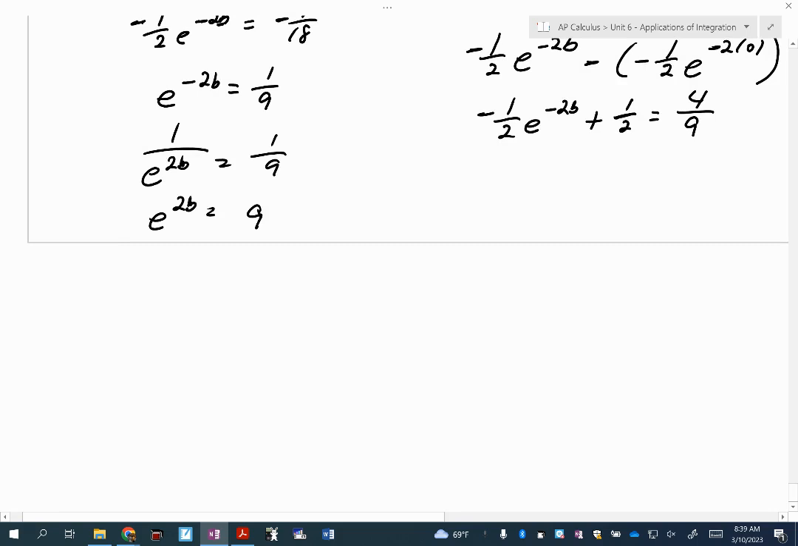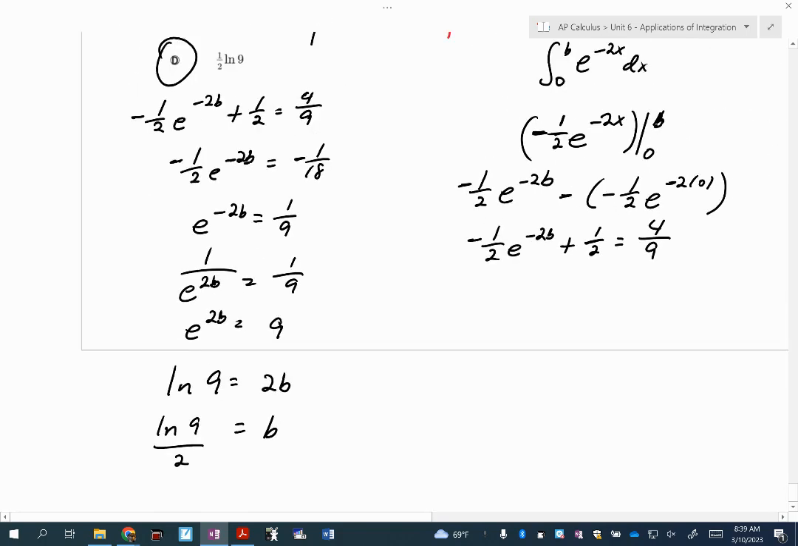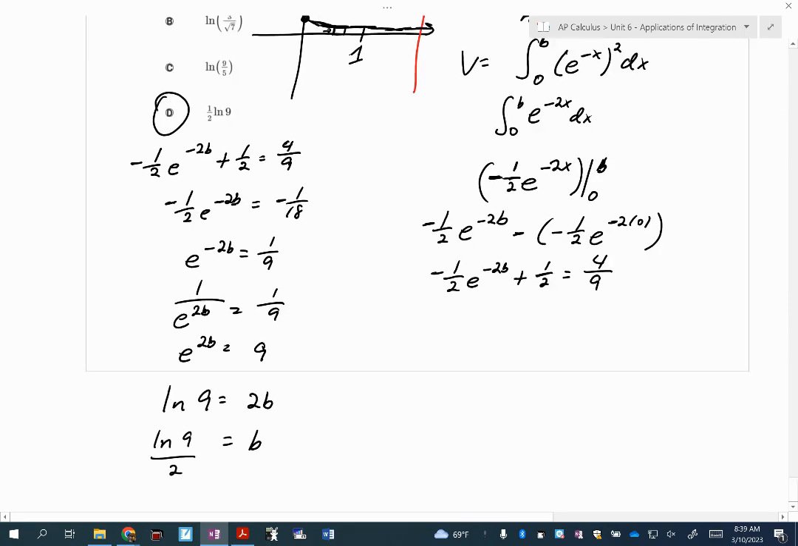Now we can do our natural log of 9 equals 2b. Changing it to be a natural exponential function, written as a logarithm. And then if you divide both sides by 2, you get b is the natural log of 9 over 2. And all they've done instead of dividing by 2 is just put the 1/2 in front. There we go. That makes a lot more sense.